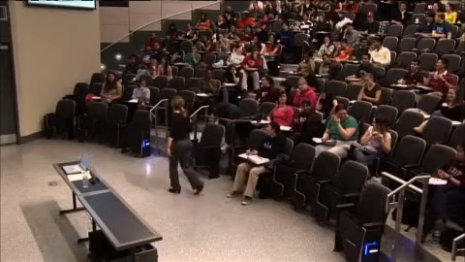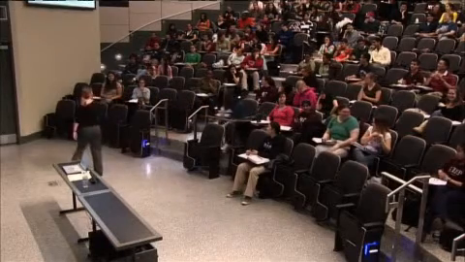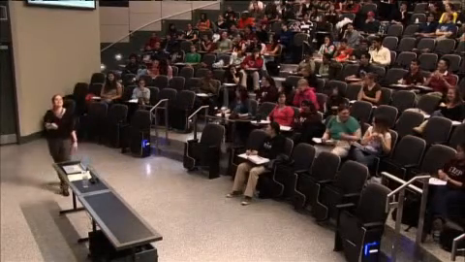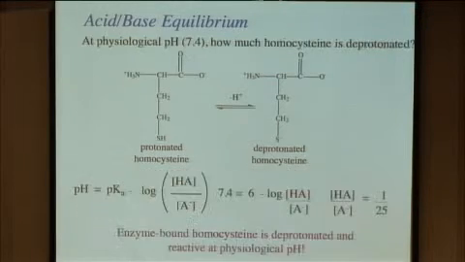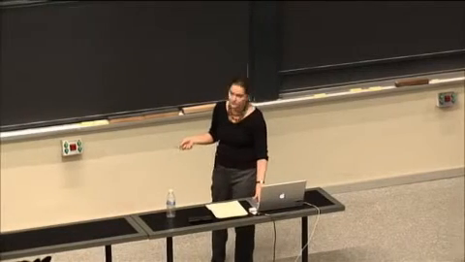OK. So it alters the pKa here. So now what's our situation? Well, now at physiological pH, we have a pKa of 6. And so that gives us a very different ratio. Instead of 400 to 1, we have 1 to 25. So most of the homocysteine is deprotonated at physiological pH, which means that it can react.